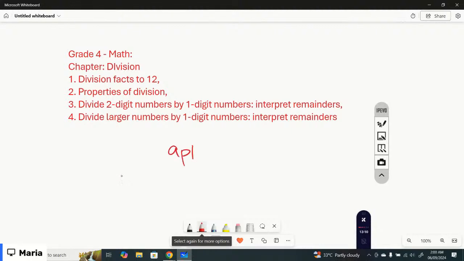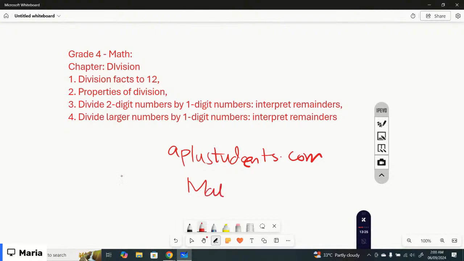You can find all the lessons on aplusstudents.com. You have to log in there using your email address and password as provided by the administrator. Then you have to select math from the subject tab. Scroll down to grade 4 math and then click on view all lessons. There you can find a list of the chapters.